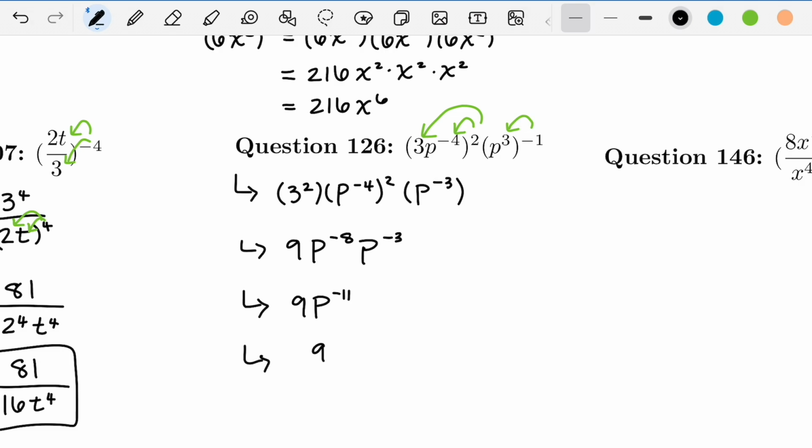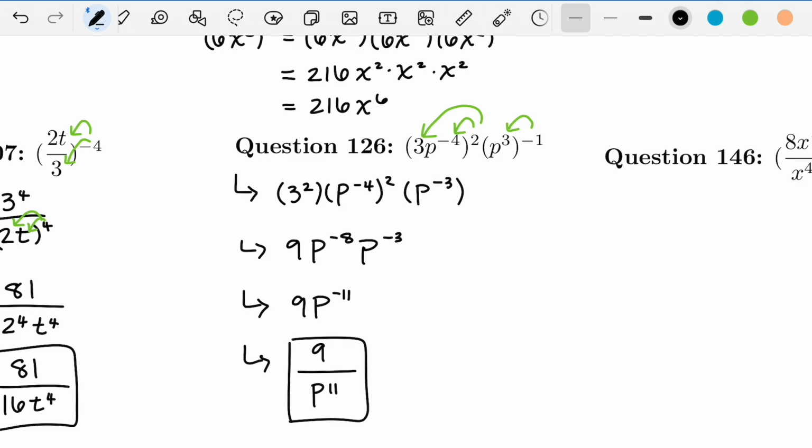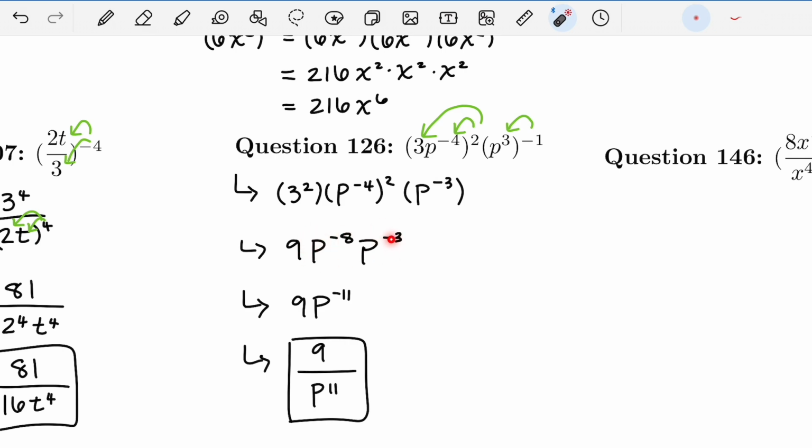And then finally, writing this with positive exponents, we're going to get this here. Now notice we could have written this with positive exponents first, and so we would have 9 over p to the 8 times p to the 3, so that would give us 9 over p to the 11 in the denominator. So we'll end up with the same answer either way.